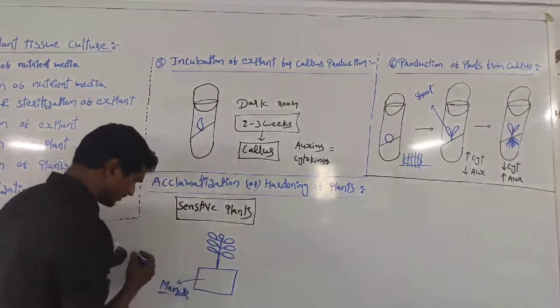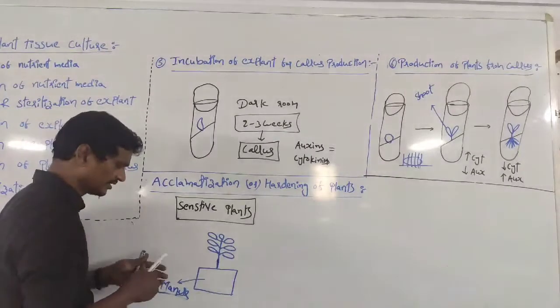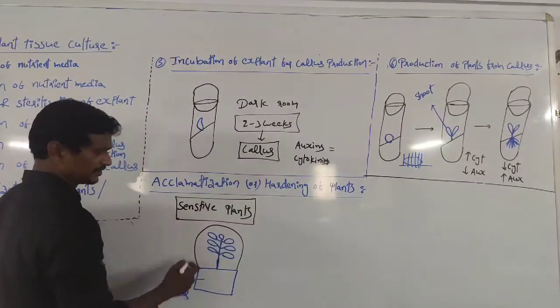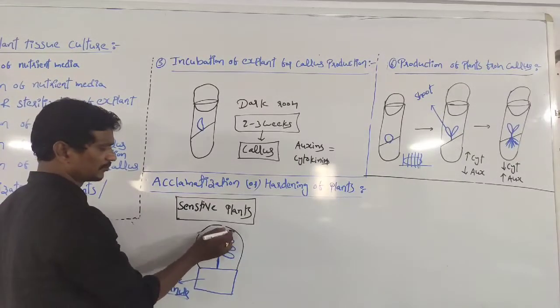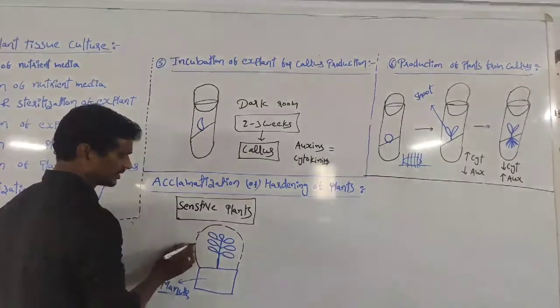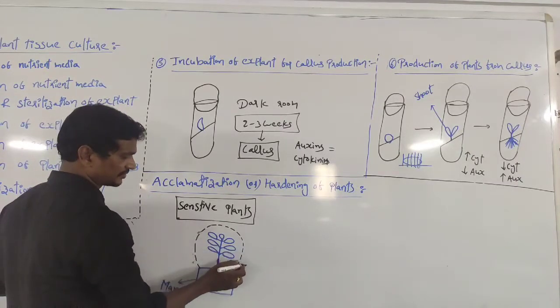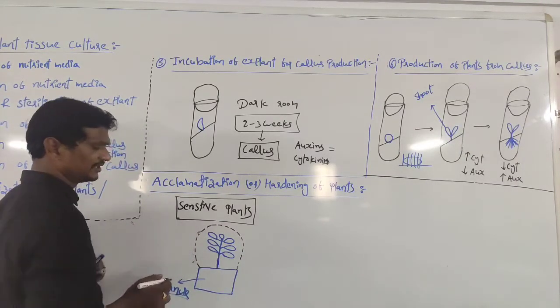The plant is always covered with a polythene bag. See, this is another polythene cover. There are some pores within that polythene cover, which support the exchange of gases.